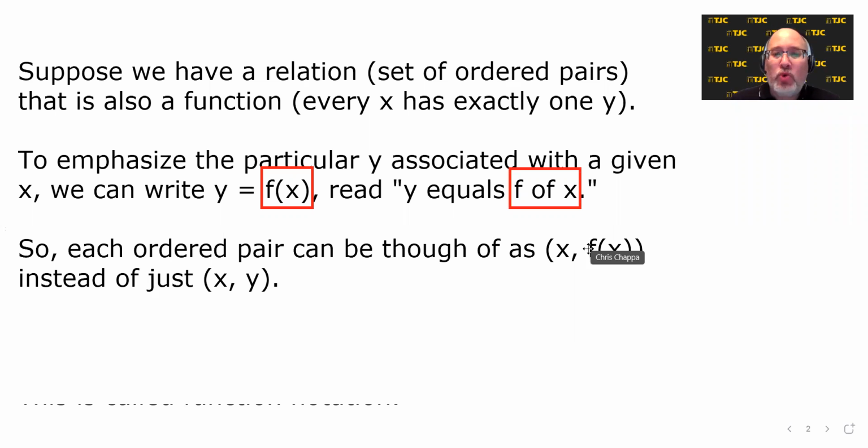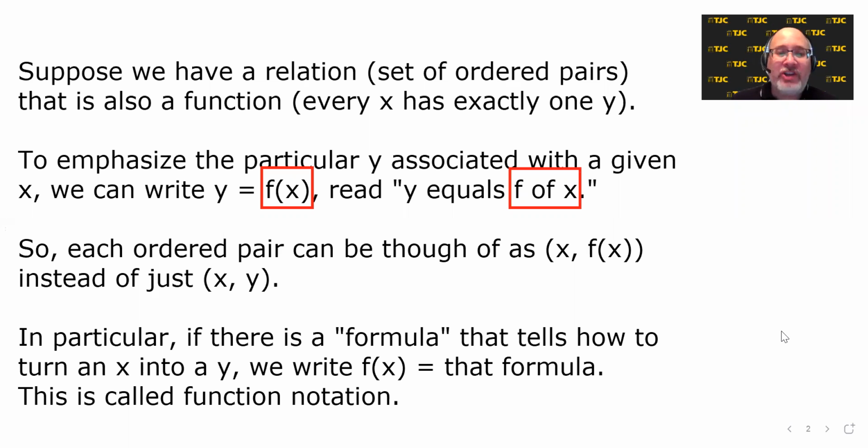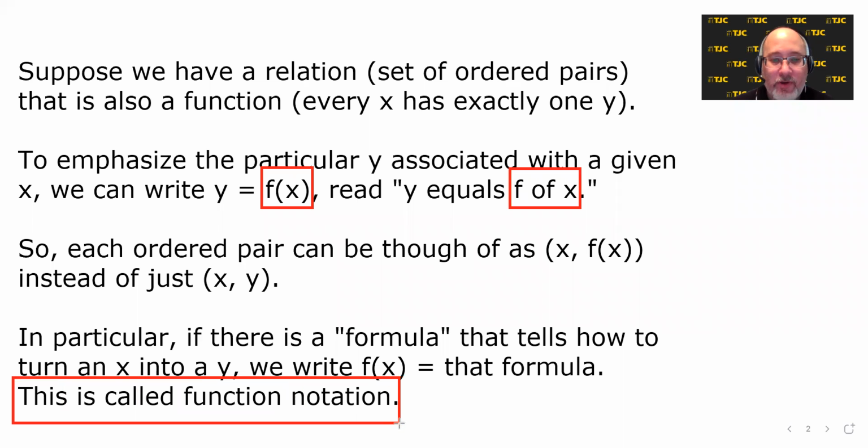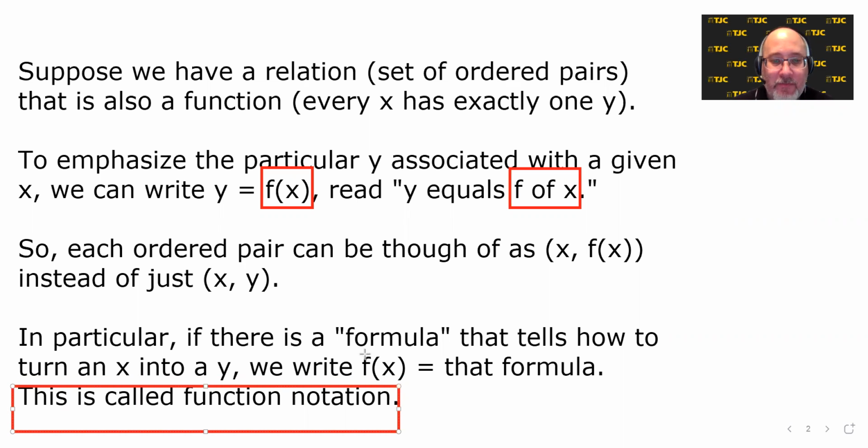So each ordered pair can be thought of as x comma f of x instead of just x comma y. In particular, if there's a formula that tells us how to turn an x into a y, we write f of x equals that formula, and this is called function notation. When you have f of x equal to something, as I'm about to demonstrate in just a moment. Let's put in boxes the important things here.